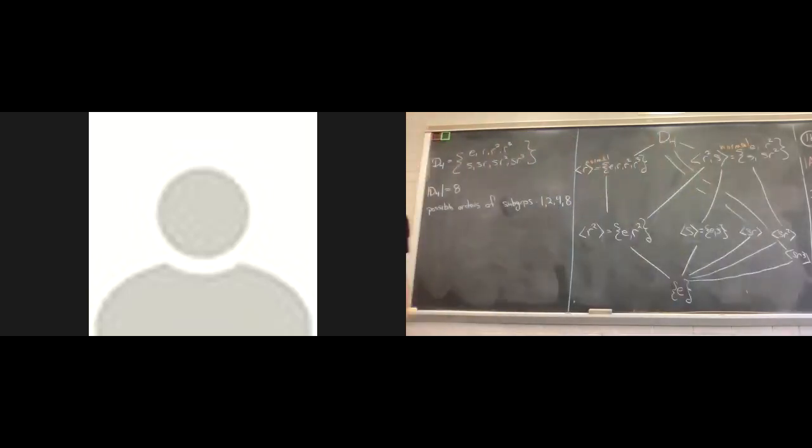So what about R squared? D4 has 8 elements, right? So for the index to be 2, we need to look for subgroups of order 4, because 8 divided by 4 is 2. So that one right there is normal. This one is normal immediately. There's no work that you have to do to show that those are normal.